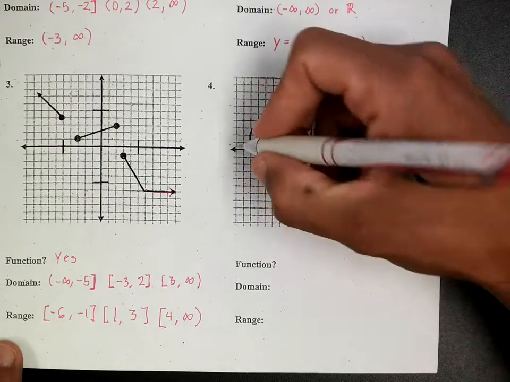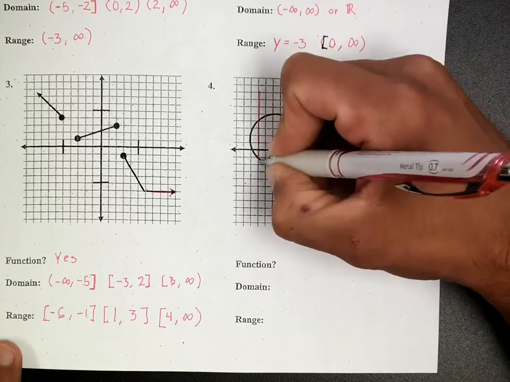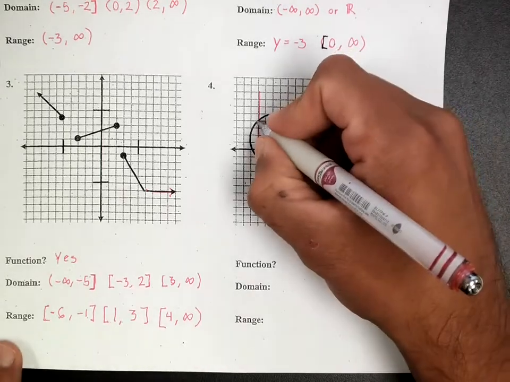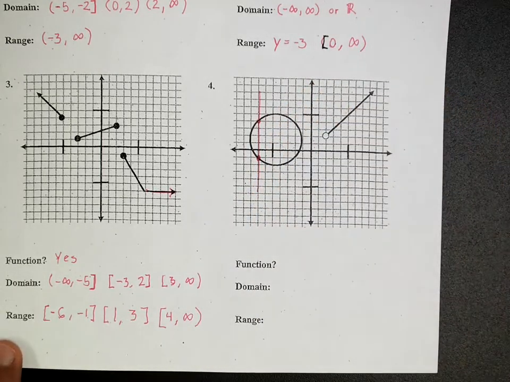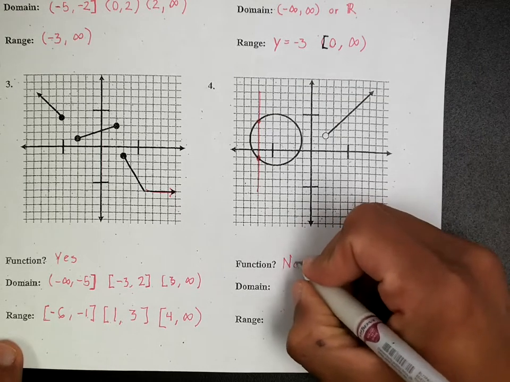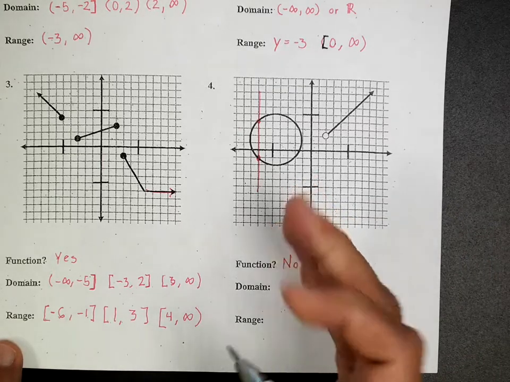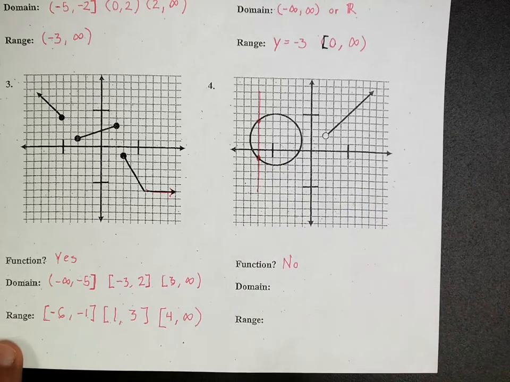If you look at this circle, if I were to draw a line, say right here, you are intersecting 2 points on this relation, and because of that, this is not a function, all right? So is this a function? No, it's not, because it fails the vertical line test because it touches more than 1 point on this graph. Okay, now let's talk about the domain.